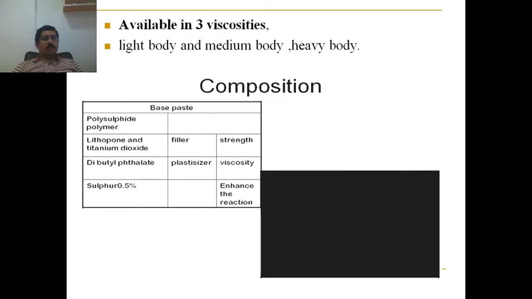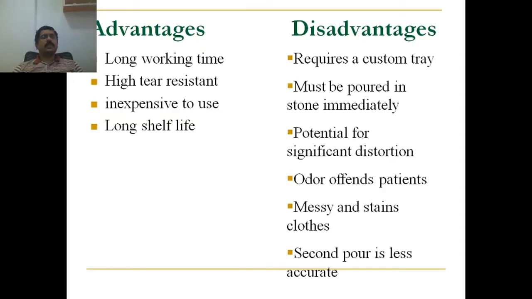It consists of polysulfide polymers, lithopone and titanium dioxide, dibutyl phthalate and 0.5% sulfur. Advantages include: it has long working time, high tear resistance, it is inexpensive and has a long shelf life. Disadvantages: it requires a custom tray, it must be poured immediately, it has potential for significant distortion, it has an odor that offends the patient, it can stain and mess clothes, and the second pour is less accurate.